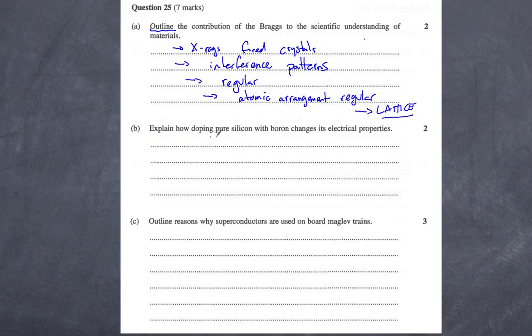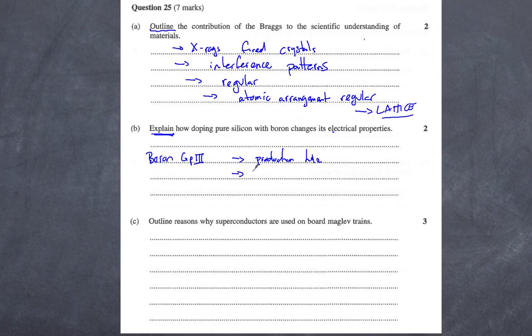Question B, explain how doping pure silicon with boron changes its electrical properties. So we really need to talk about explanation, which is cause and effect. The first thing you need to state, of course, is boron is a group 3 element. By inserting boron and replacing a few of the silicon atoms, what you end up getting is the production of a hole. Basically, we have 3 of the valency electrons used for bonding, and we have an empty space. And so we get these holes here.